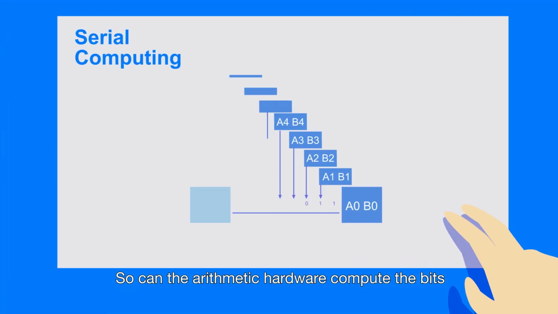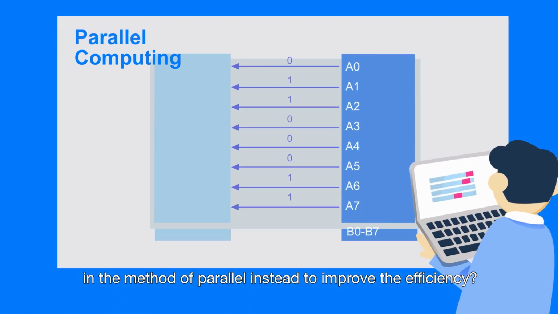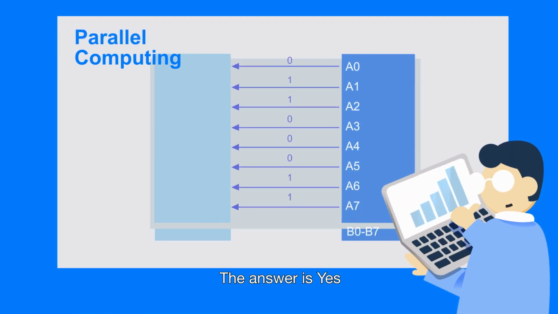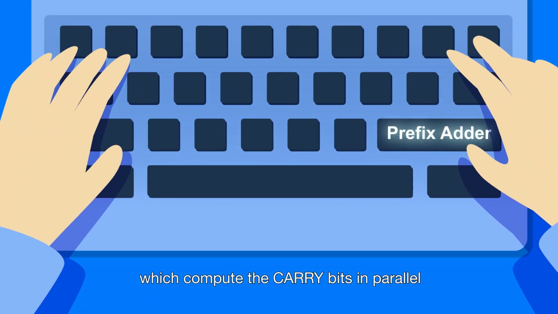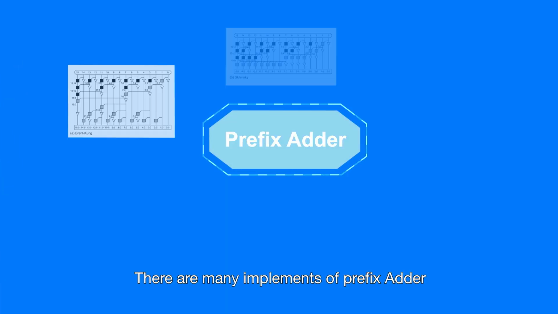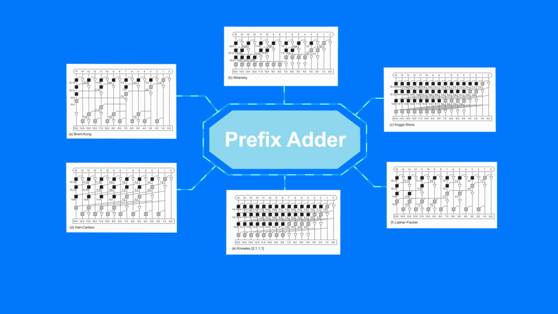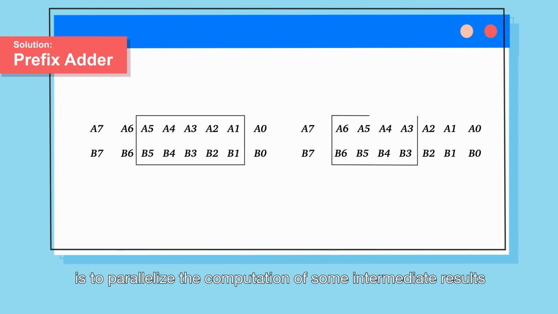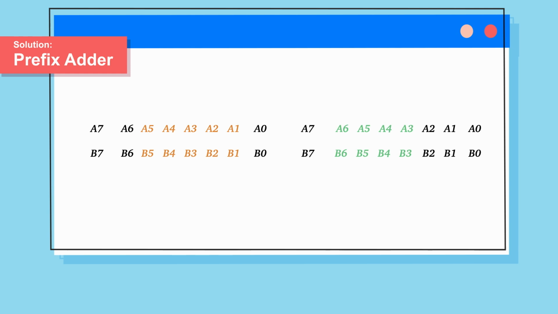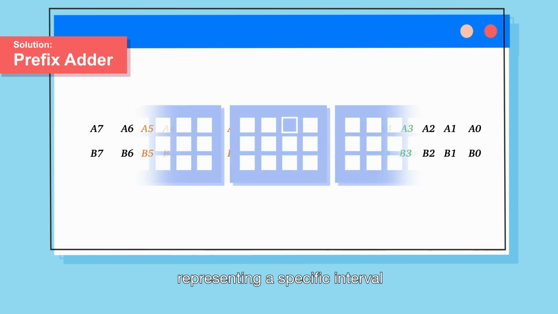So can the arithmetic hardware compute the bits in parallel instead to improve the efficiency? The answer is yes. One solution is the prefix adder, which computes the carry bits in parallel. There are many implementations of prefix adders designed by previous researchers. Simply, the principle of the prefix adder is to parallelize the computation of some intermediate results for the final output. The intermediate results can be seen as signals representing a specific interval.